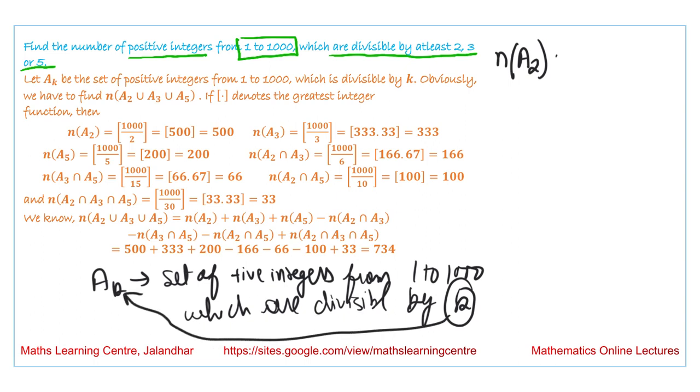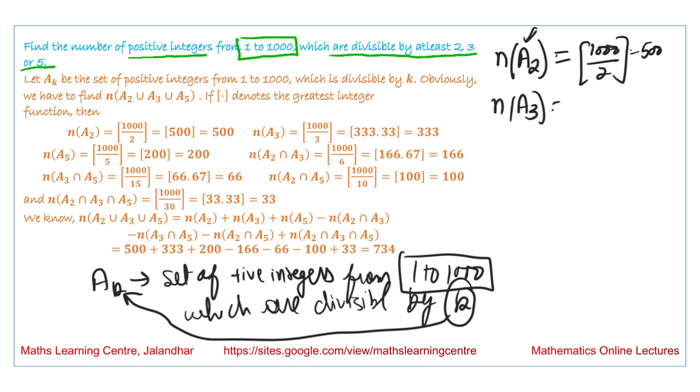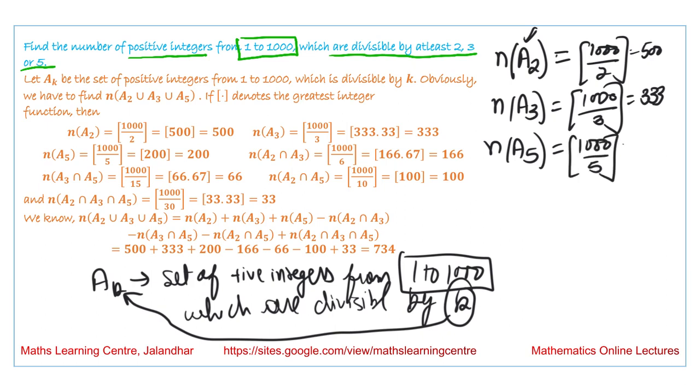So when we talk about n(A2), it means the number of elements in the set of numbers from 1 to 1000 which are divisible by 2. The number of elements here is the greatest integer of 1000 by 2, that is equal to 500. The number of elements in A3, those divisible by 3, is the greatest integer of 1000 by 3, that is equal to 333. And the number of elements in A5, those divisible by 5 from 1 to 1000, is 1000 by 5, that is equal to 200.